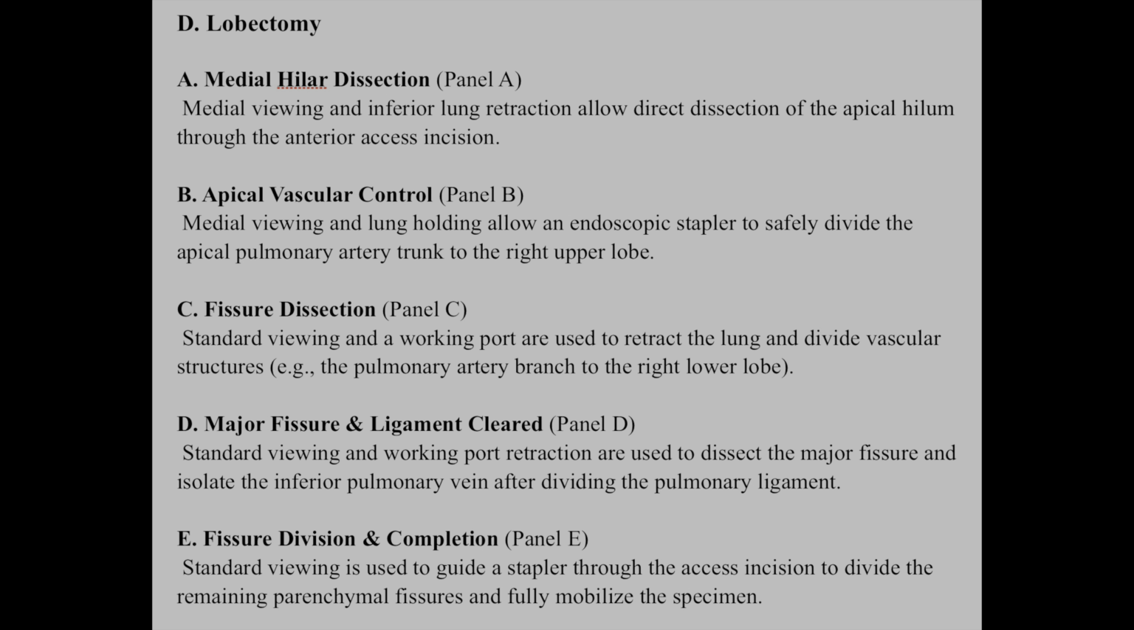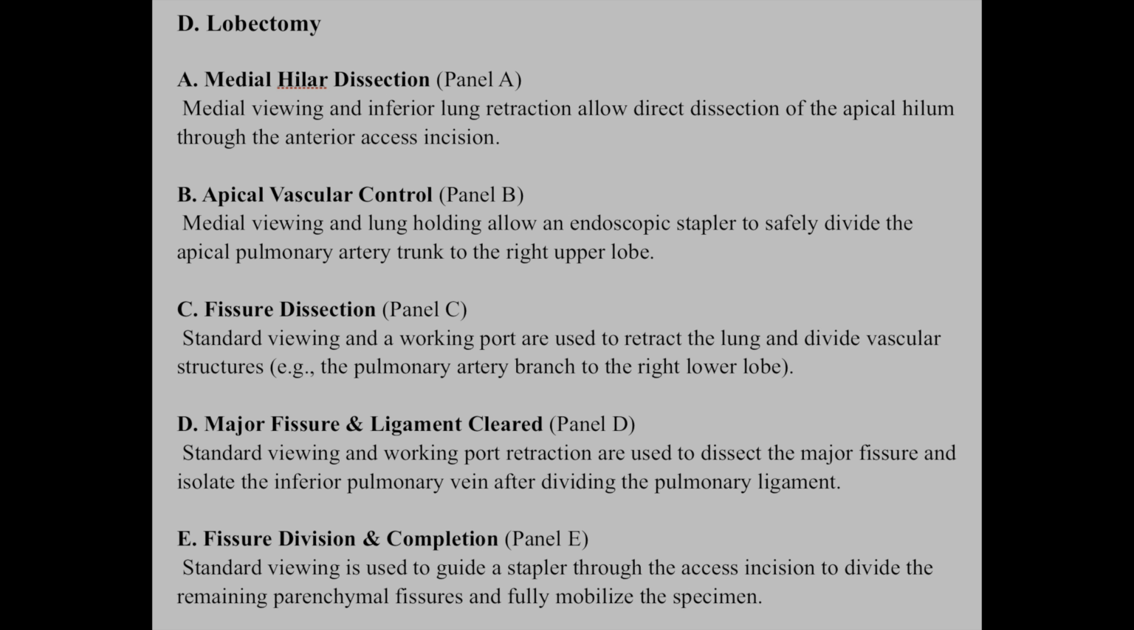Lobectomy. Medial hilar dissection. A medial viewing and inferior lung retraction allows direct dissection of the apical hilum through the anterior access incision. Apical vascular control: medial viewing and lung holding allows an endoscopic stapler to safely divide the apical pulmonary artery trunk of the right upper lobe.